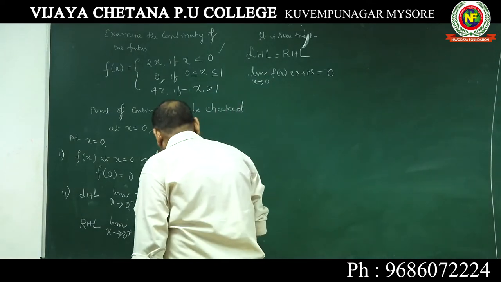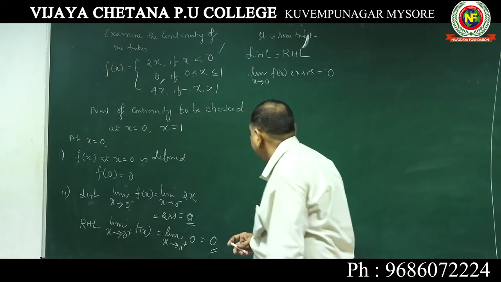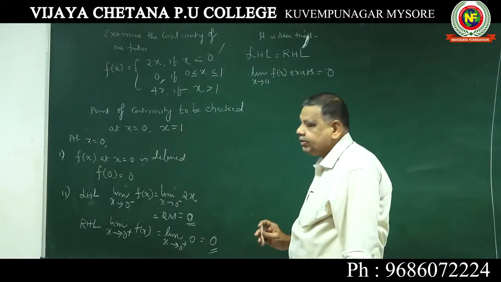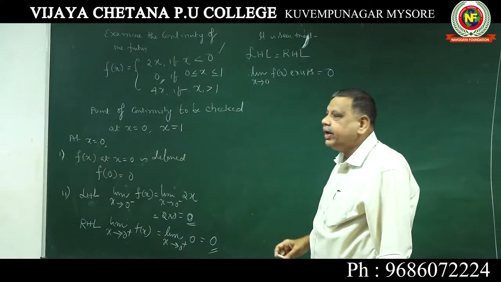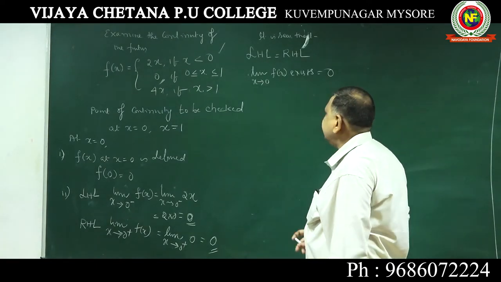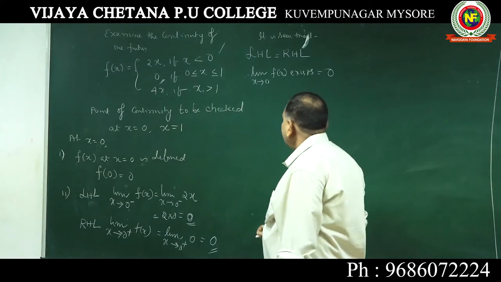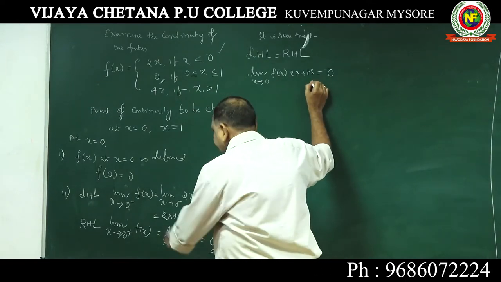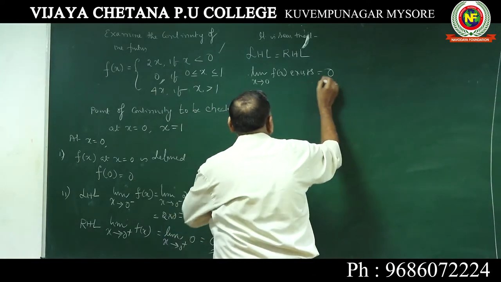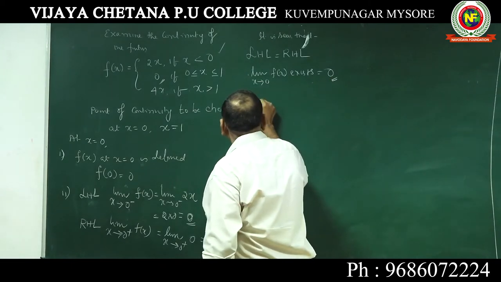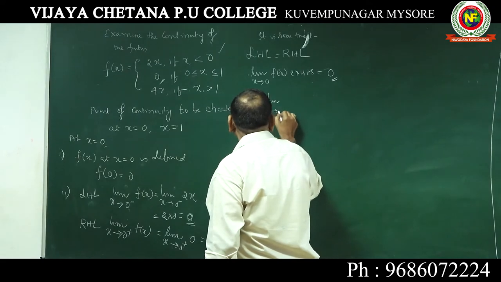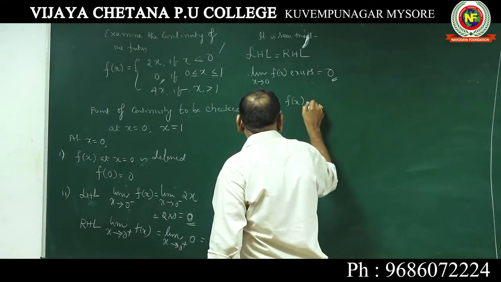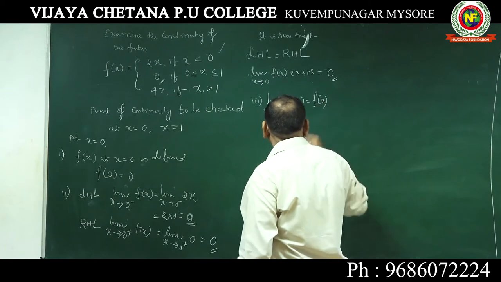Because left hand limit and right hand limit are both 0, I agree it is not continuous there. Now the limit as x tends to 0 of f of x exists and it is equal to 0. Now you should check whether this is equal to this. Definitely this is also 0. Now the third condition is the limit as x tends to 0 of f of x is equal to f of x.